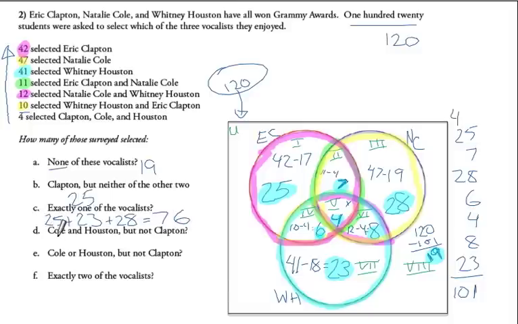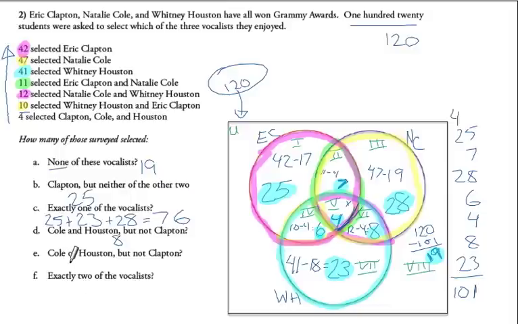How about letter D? It says Cole and Houston, but not Clapton. Okay, so Cole and Houston is going to be this intersection right in here, regions 5 and 6, but not Clapton, so we're going to have to cut out the 4 people that also like Clapton, and we're left with 8.